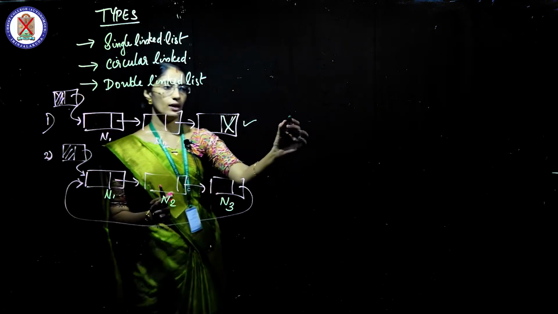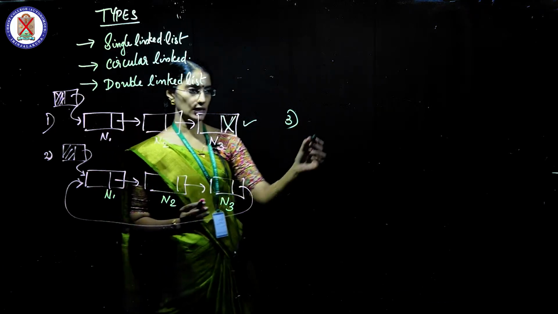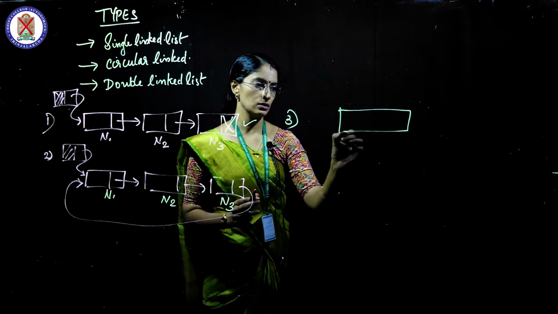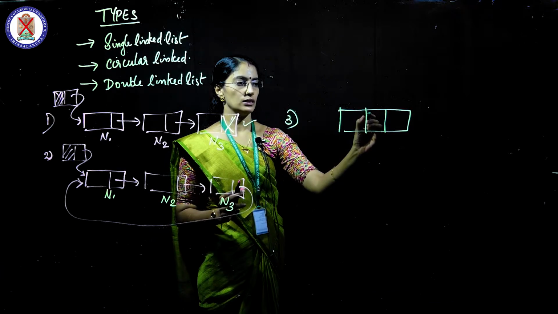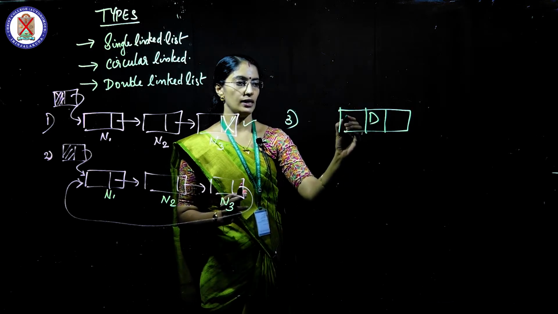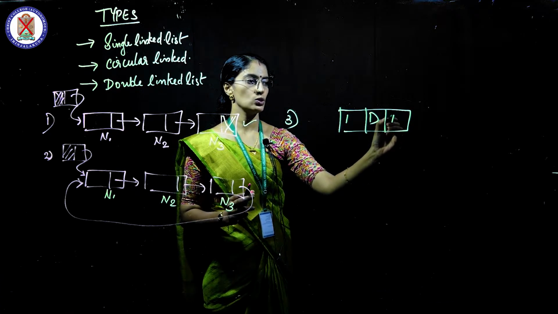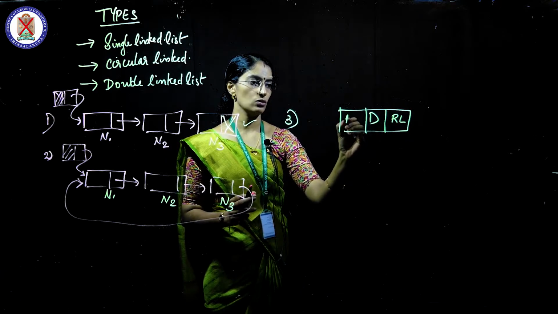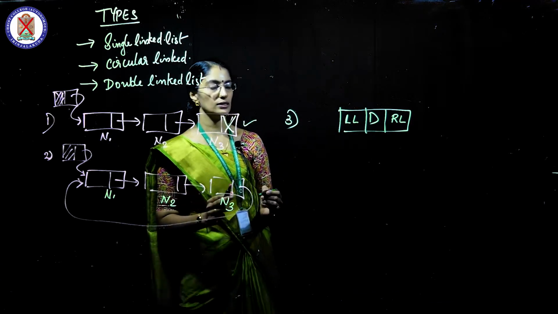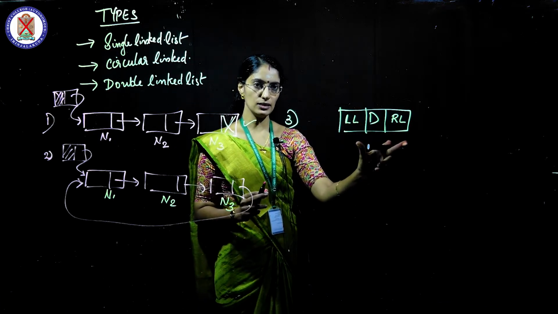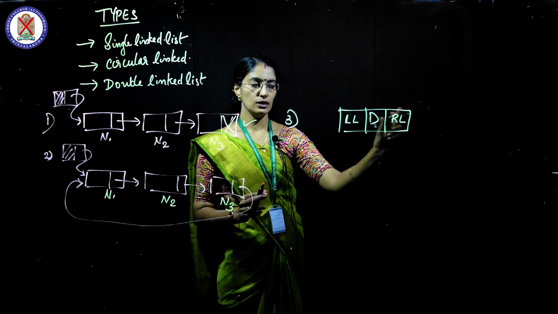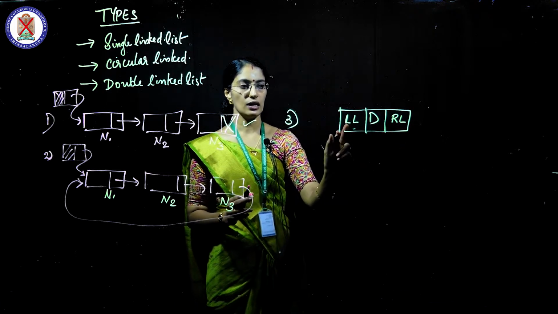Now next we have the third type, the double linked list. One of the beautiful linked lists is the double linked list. You have one data part and 2 link parts. One is known as the left link and the other is the right link. This is the structure of a single node in a double linked list: you have the data part, the right link and the left link.